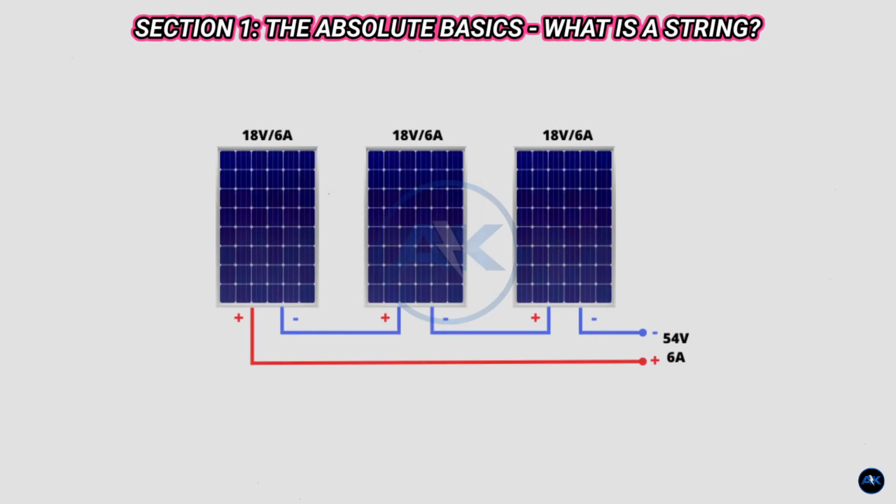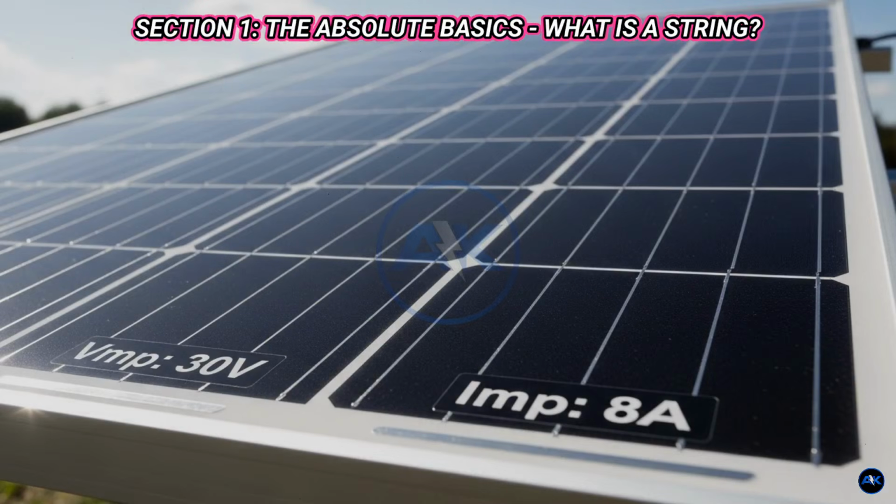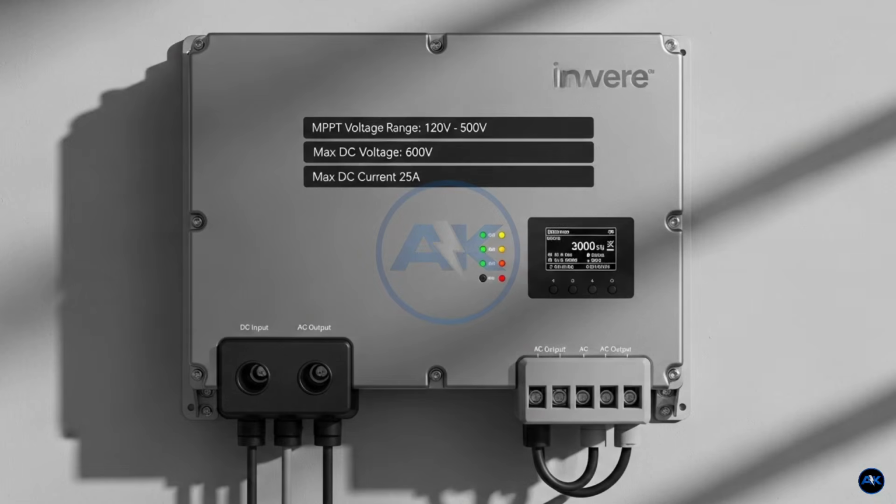This is crucial because when panels are in series, their voltages add up while their current stays roughly the same. Why is this important? Because that higher voltage is exactly what your inverter needs for efficient power conversion. So more panels in a string means higher string voltage. Simple, right?